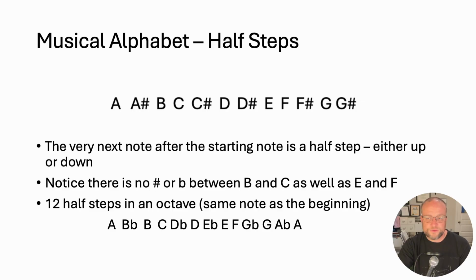The full musical alphabet includes something called accidentals. They are sharps and flats. Depending on which key you're playing in, you will either have sharps or flats or no sharps or flats. Accidentals help shape the different scales we play.